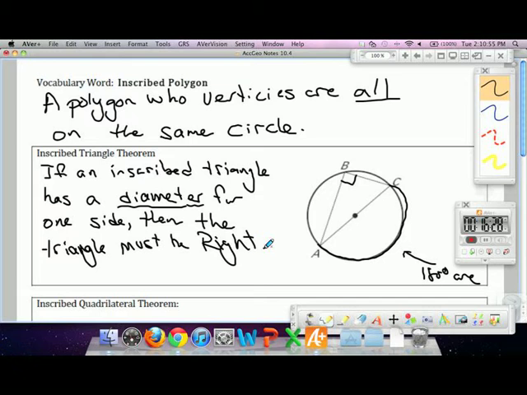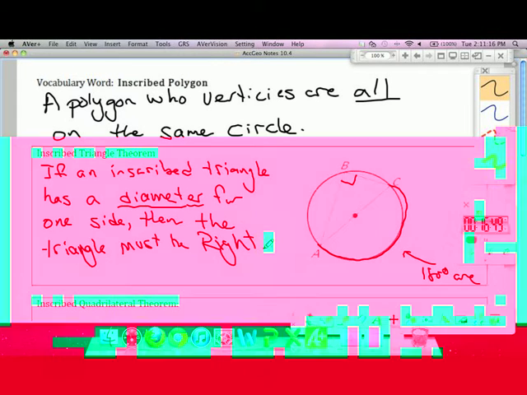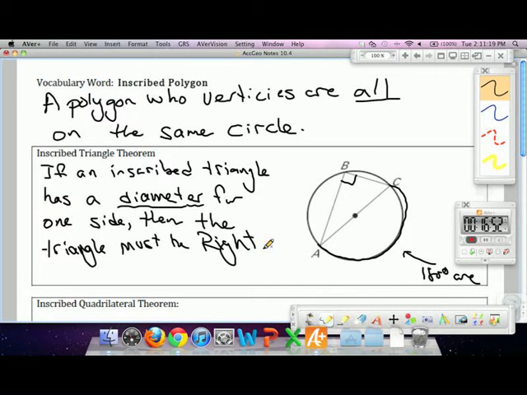Okay. The converse of this is also true, and I believe the book has a separate theorem for this. So if I give you an inscribed triangle, and I tell you it's a right triangle, then we definitely know that the hypotenuse of that triangle has got to be a diameter. It's got to go through the center of that circle. If you inscribe a right triangle, then the hypotenuse must be a diameter of that circle. That is the converse, and it is listed as a separate theorem in the book.